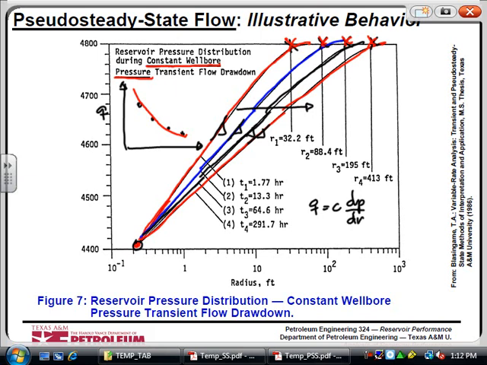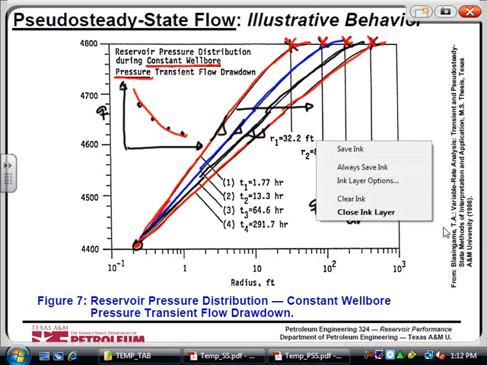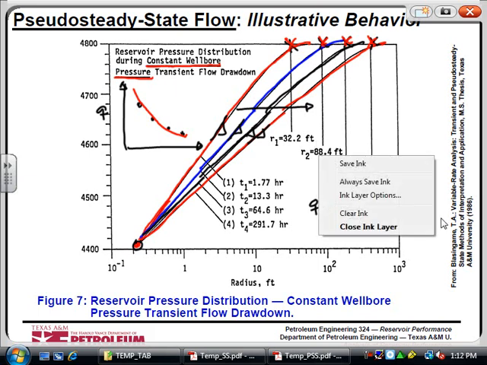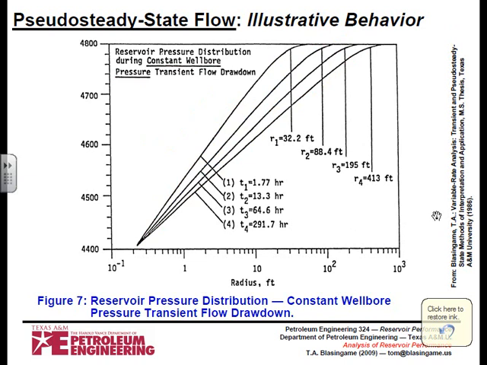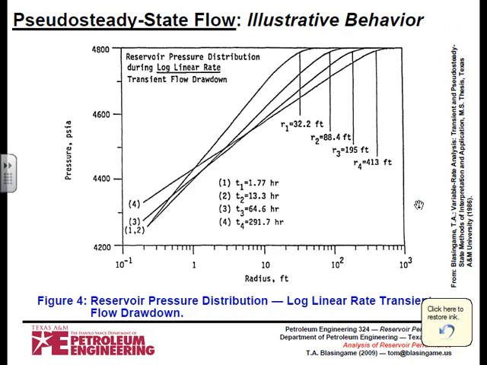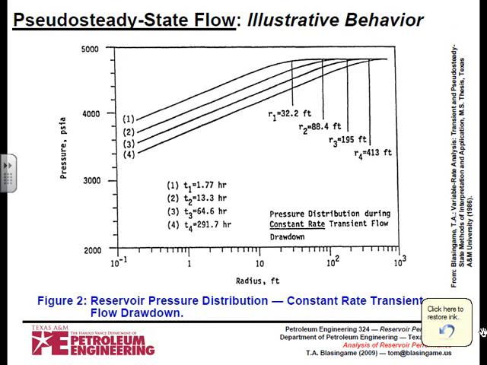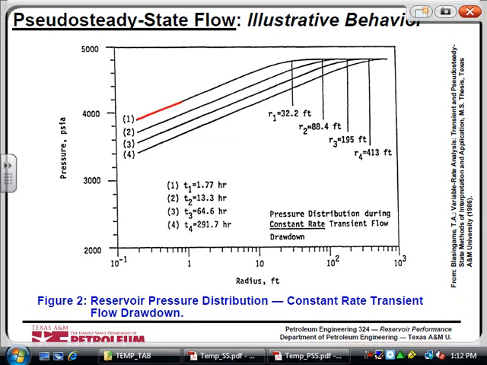And if I go back two slides, you're going to be able to explain to the class why these are all the same. Why are these all the same? Thank you, Clayton. Okay. So all of these have identical slopes. Q is equal to some constant times dP/dr.